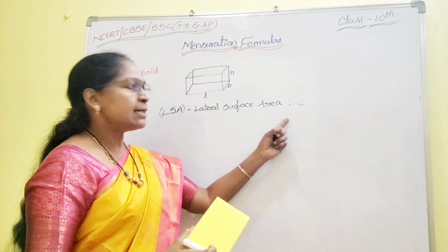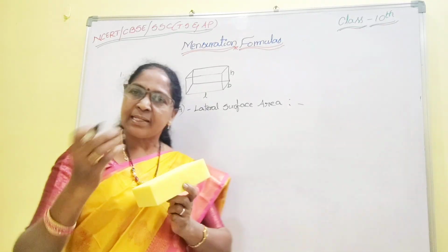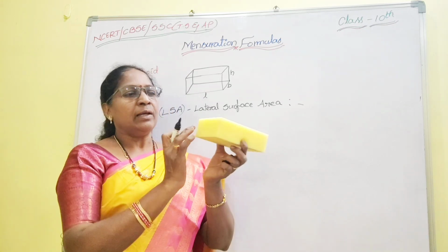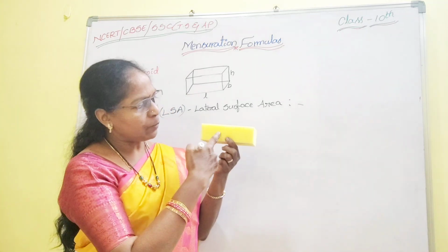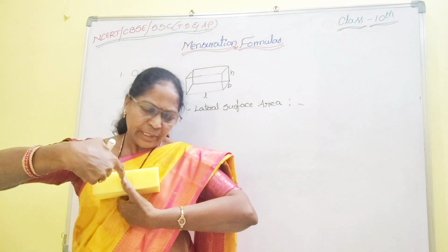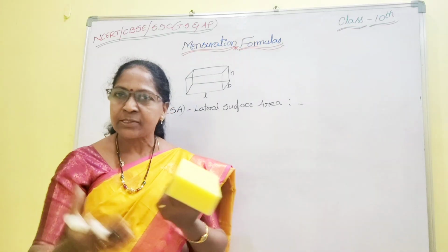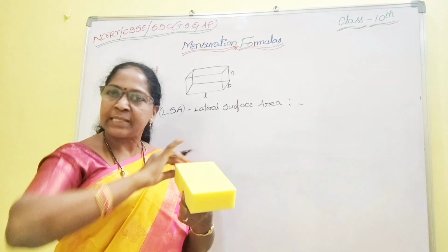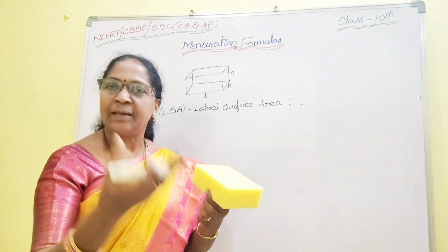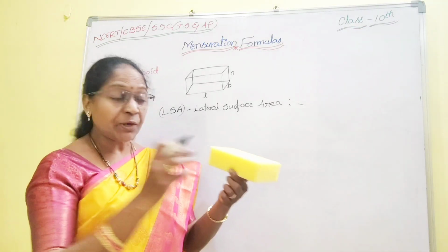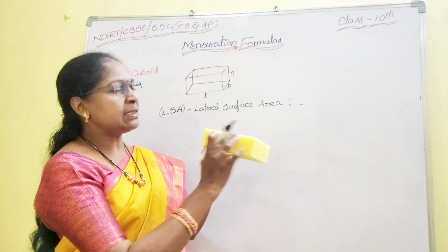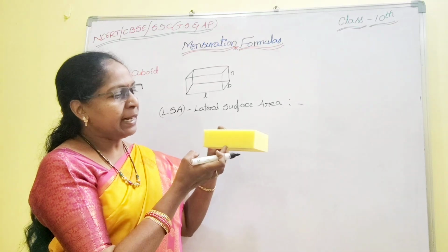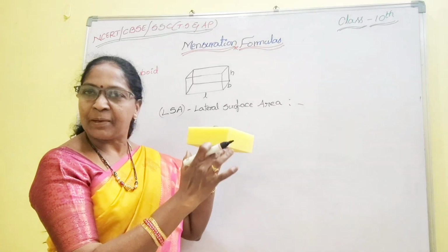So lateral surface area. What is that lateral surface area? Here how many sides are there? See how many faces you can see. One side, 2, 3 and 4. Only 4 sides we can see. Now the sum of these 4 sides' areas is nothing but lateral surface area. How can you remember? See now. Here this is the first side. This is a rectangular shape. This is L and this width is nothing but height.